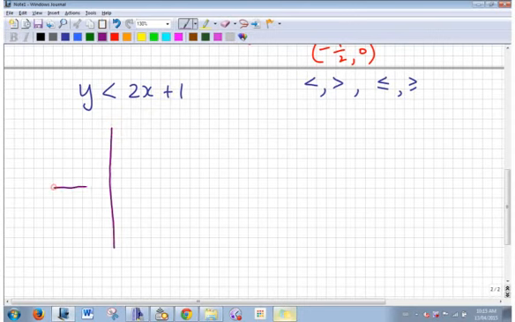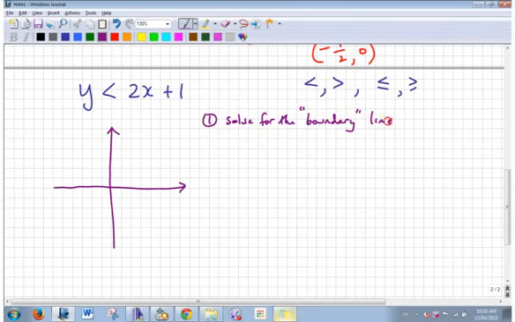I've already done this. So step 1 would be to solve for the boundary line. And we just did it. That's the line that I just did.